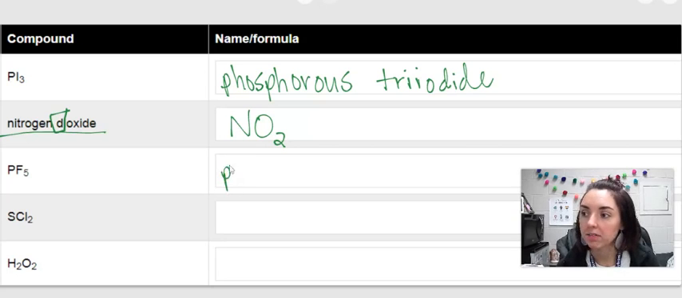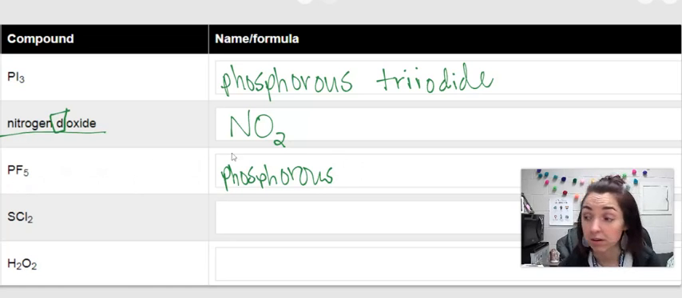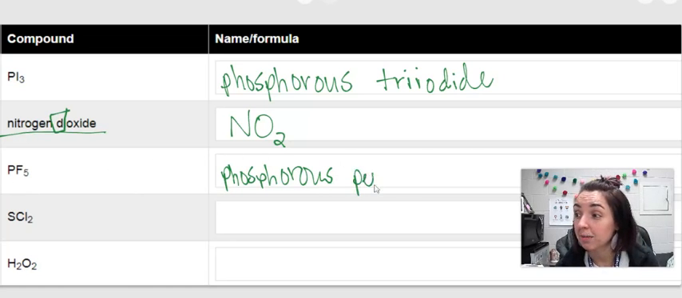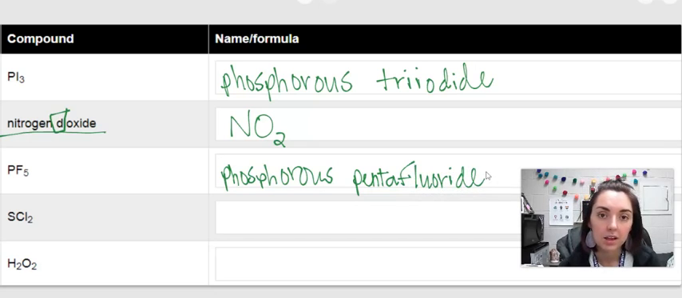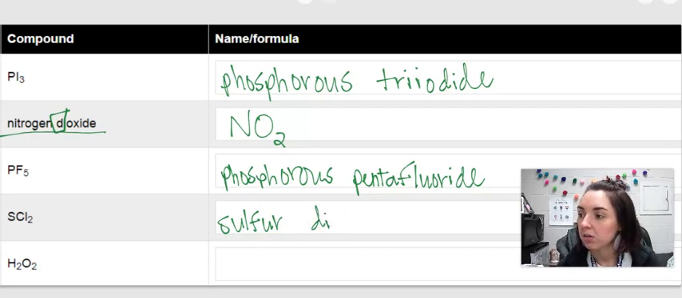So in this one down here, we've got phosphorus again, and again, there's only one. So phosphorus, we've got 5 fluorides. So penta, like pentagon. Pentafluoride. This next one, we've got sulfur. Again, there's only one, so we don't need to do anything with it. Dichloride.